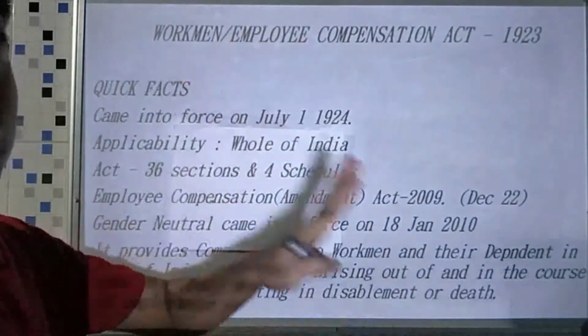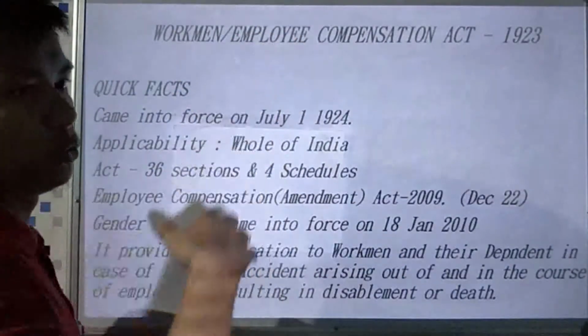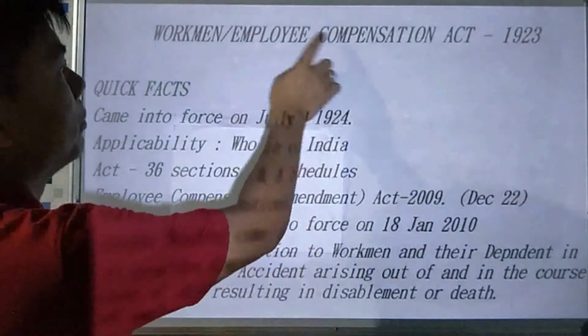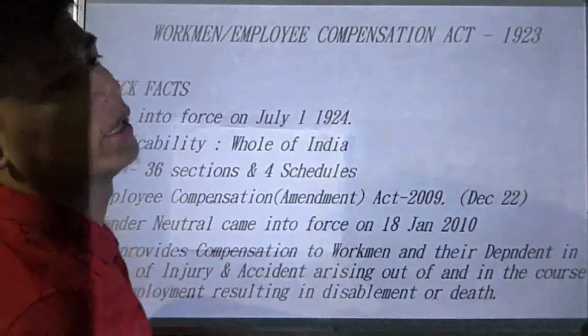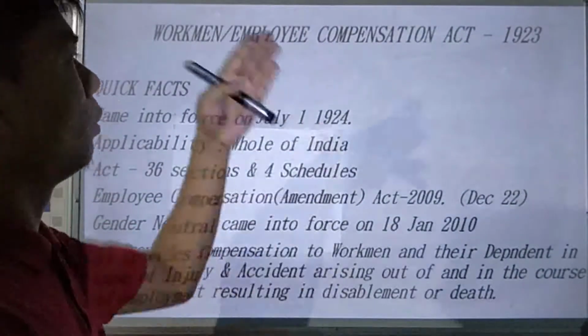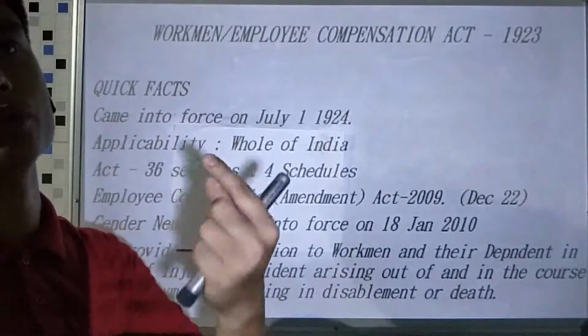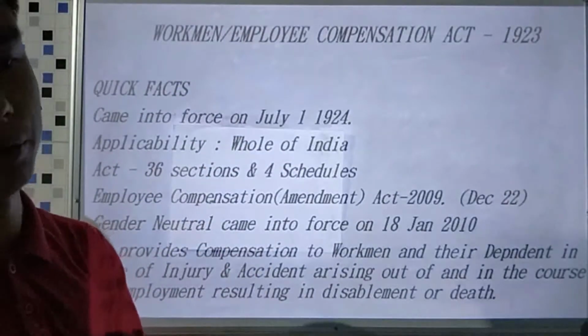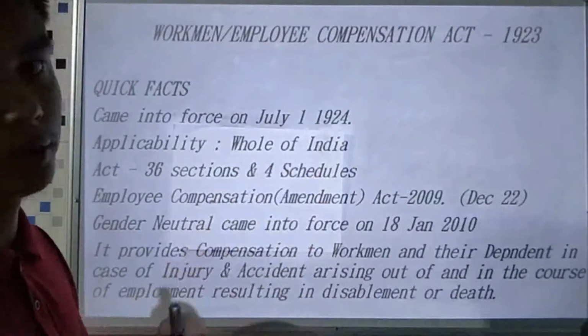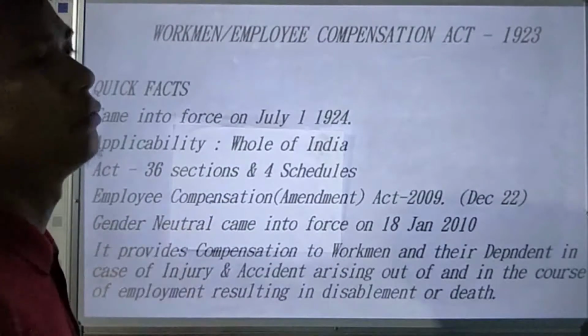From now on, after 2009, that is from 2010, its name is changed to Employee Compensation Amendment Act 2009. It was also amended again in 2017. I'll be speaking about it too, but let's have a glimpse first.